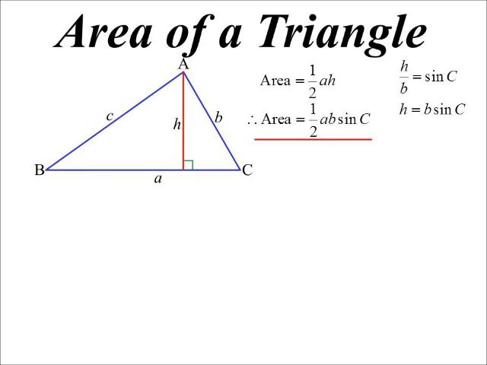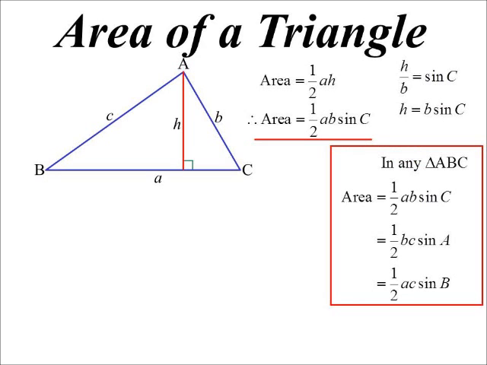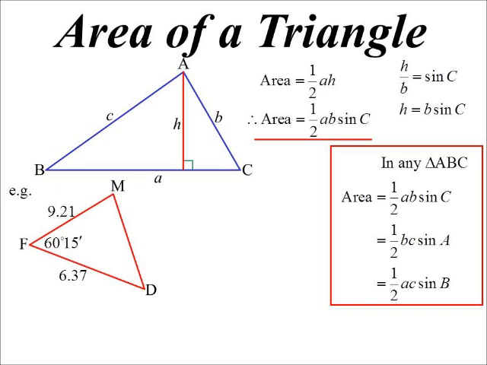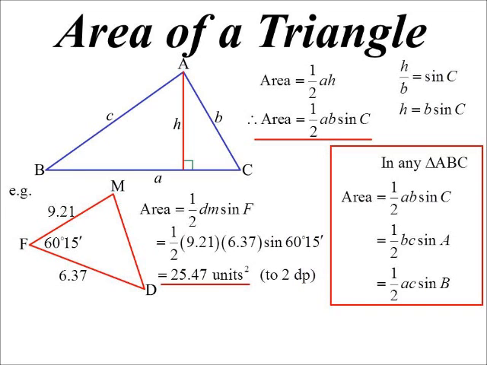Of course, it relies on me knowing two sides and the included angle. But as long as I've got that, I can find the area of the triangle. So in any triangle, depends which one you pick, but two sides and the included angle. So half ab sine C, half bc sine A, half ac sine B, whatever, go for your life on that. So a quick example, there we go. Half dm sine F for this one. Subbing in, look at that lovely answer.